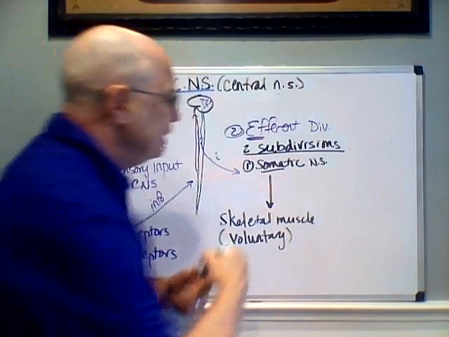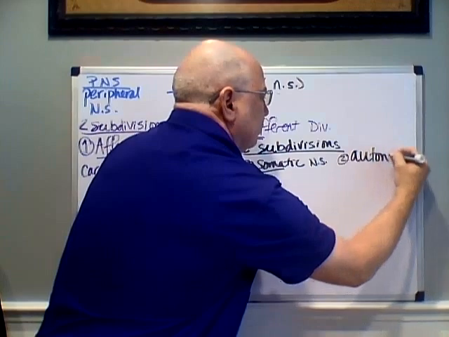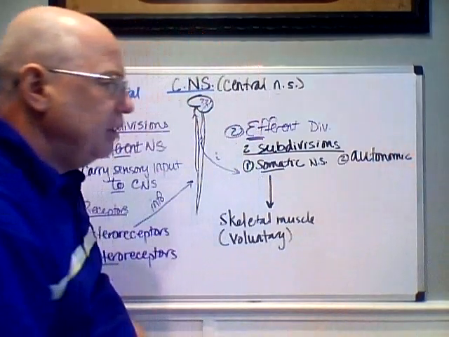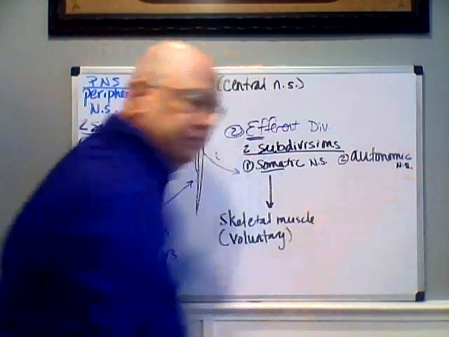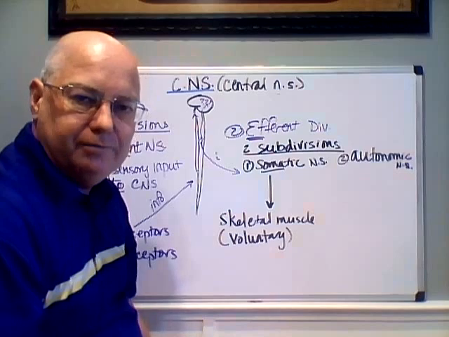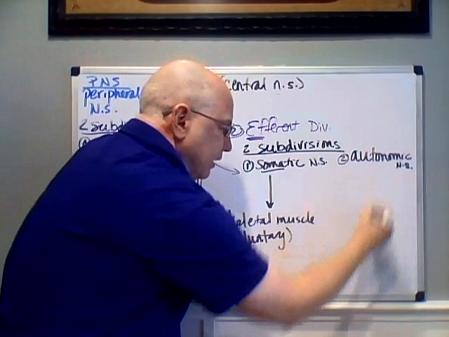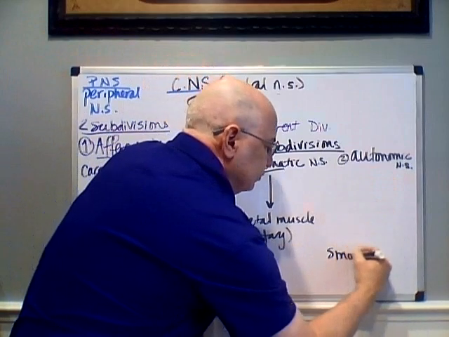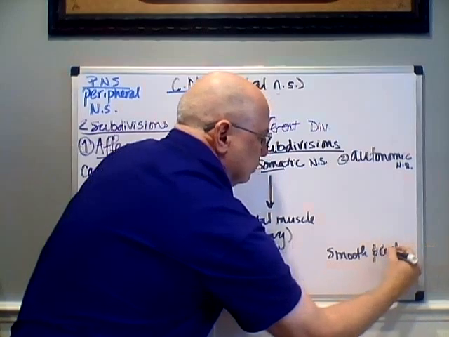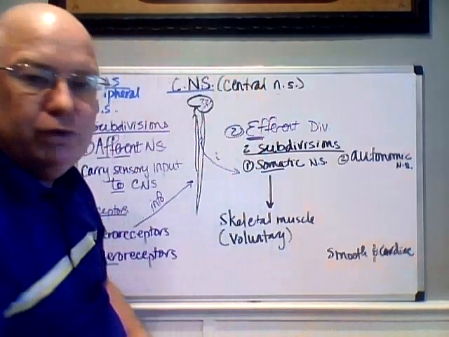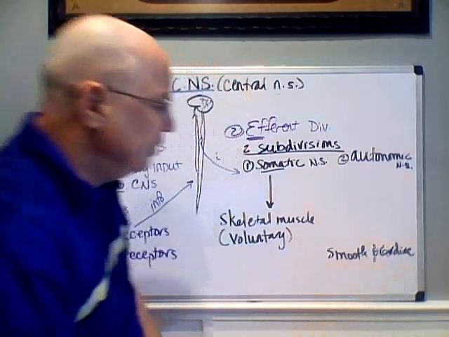Okay. Now, the second subdivision of the efferent nervous system is called the autonomic nervous system. Now, the autonomic nervous system I tend to think of as the automatic nervous system. These are the things that happen whether we want them to or not. And the autonomic nervous system is going to control, essentially it's going to control smooth muscle and cardiac muscle. Okay, this is where it's going to start to get interesting, but this is really one of the most important things for you guys to know is this autonomic nervous system.